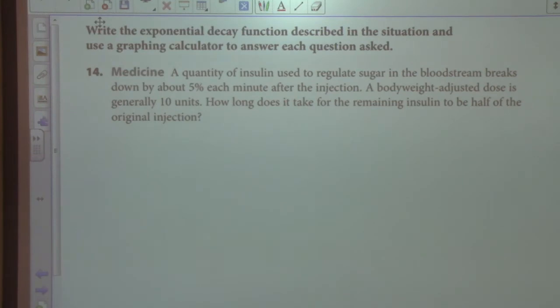We're going to be working on some word problems today. Basically it's applications of exponential decay problems. So we have a quantity of insulin used to regulate sugar in the bloodstream that breaks down about 5% each minute after the injection. Body weight adjusted dose is generally 10 units. How long does it take for the remaining insulin to be half of the original injection? What do you think?